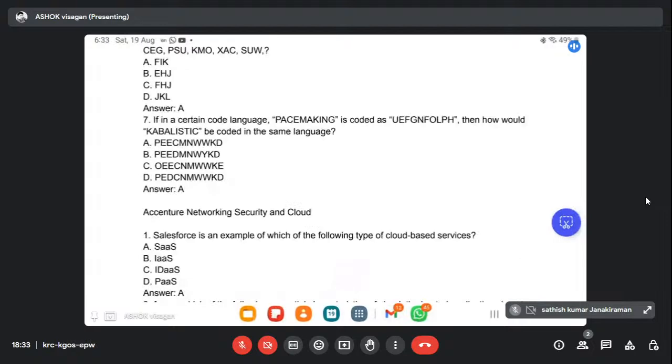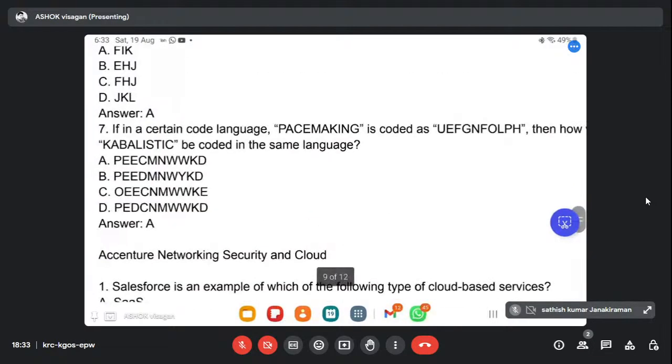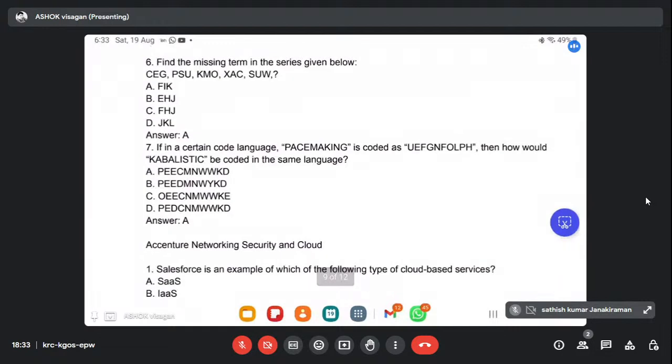Okay, let's take this example. This is one of Accenture's questions. If in a certain code language, pacemaking is coded as, just take the question properly and try to solve this. Everyone try to take this question seriously because it was asked in Accenture itself. Just take the question and try to solve it by yourself. I will give 1 minute of time, or else you can have 2 minutes also. It is not an issue.